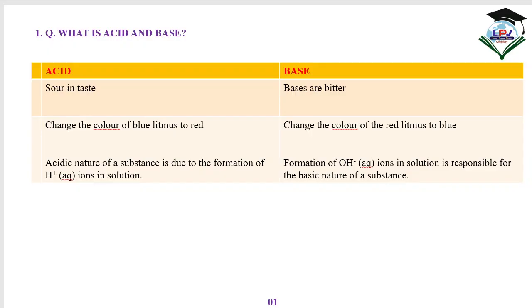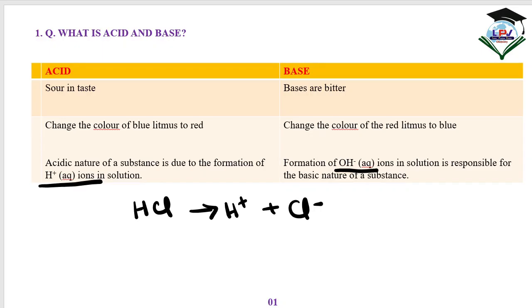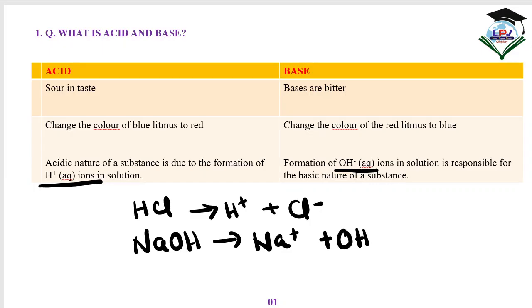By definition, an acid is a substance which gives H plus ion, and a base is the one which gives OH minus ion. Let us take an acid, HCl. It gives H plus ion and Cl minus ion. A base is one like NaOH, which gives Na plus and OH minus ion.